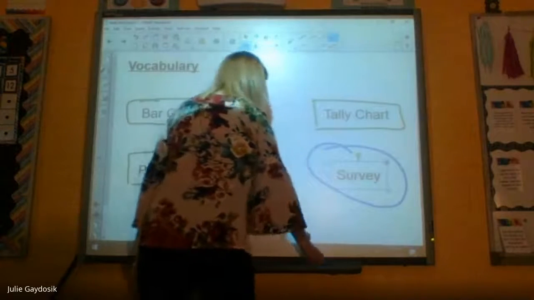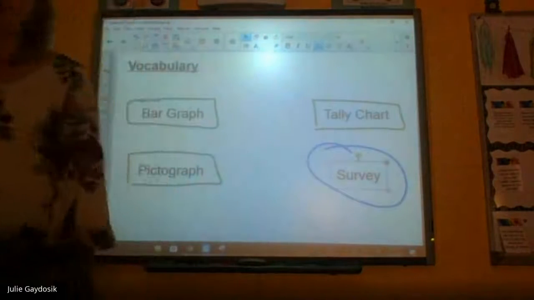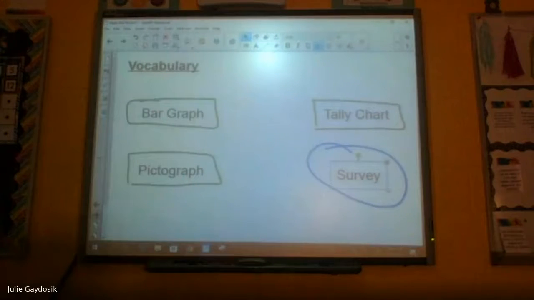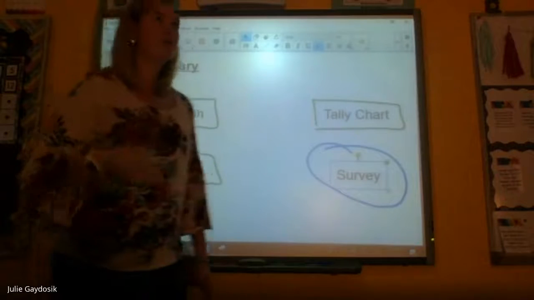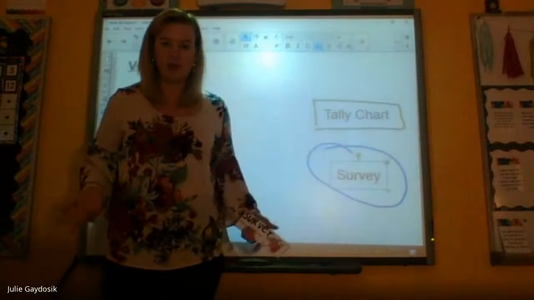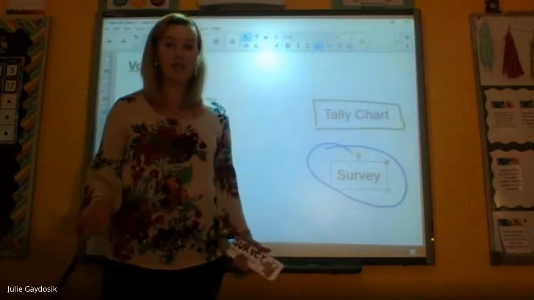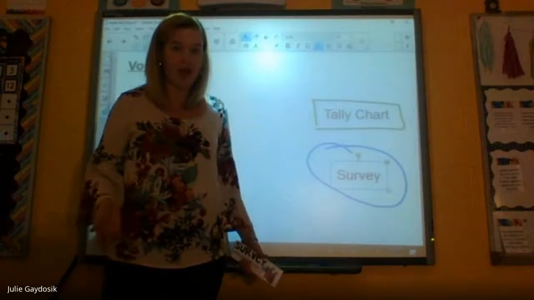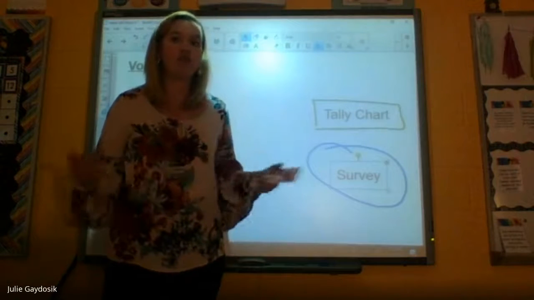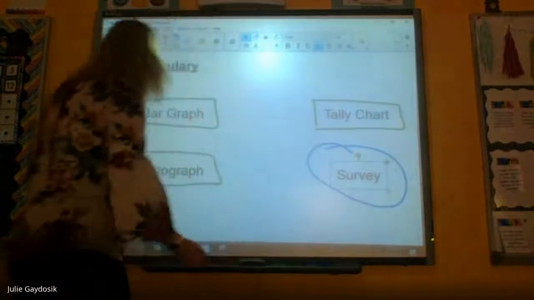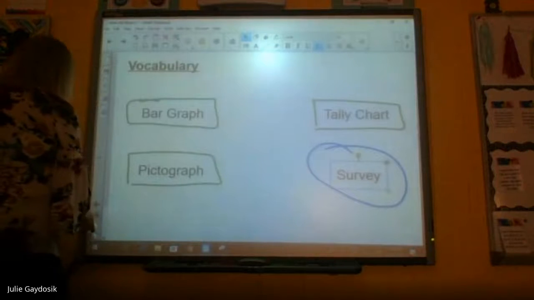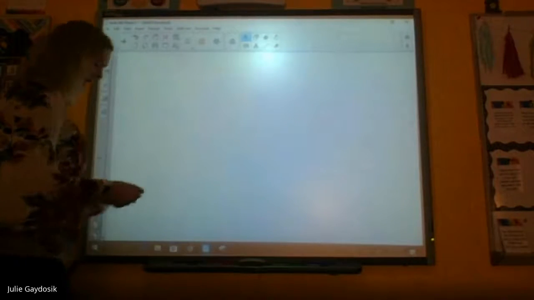Now, this one that I want to talk about is something that we haven't quite mentioned before, and it's a survey. A survey is just who's voting on something. So if you asked how many kids were surveyed in the graph, it's how many kids total voted. So I want to go over that before we begin.